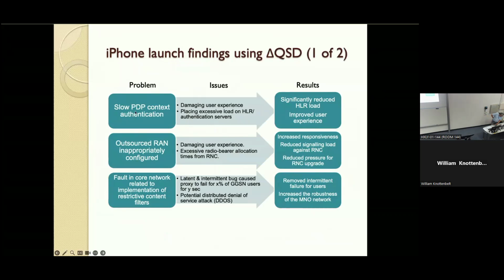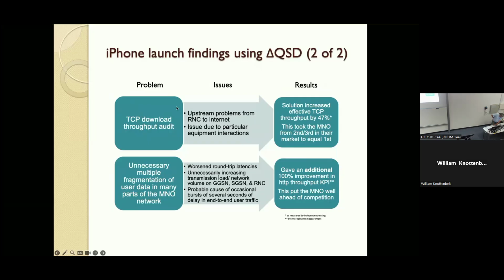So there was a slow PDP authentication, okay? The authentication servers, HLR servers, were highly loaded. So this was improving this. Also, here it is an improvement. So the random access network was not configured right, okay? There were 2 restrictive content filters, okay? And then there were more problems, okay? Particular equipment interactions in the TCP download.